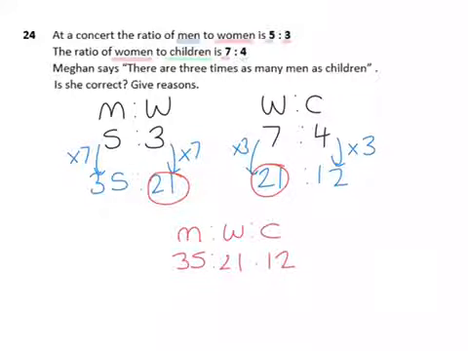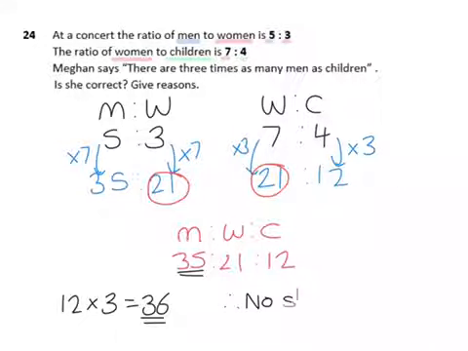And then Megan said that there's 3 times as many men as children. So if there were 3 times as many children, we'd have to do 12 times 3 to find out what that should be. So 12 multiplied by 3 is 36, but actually we only have 35 men. So therefore, no, she is incorrect.